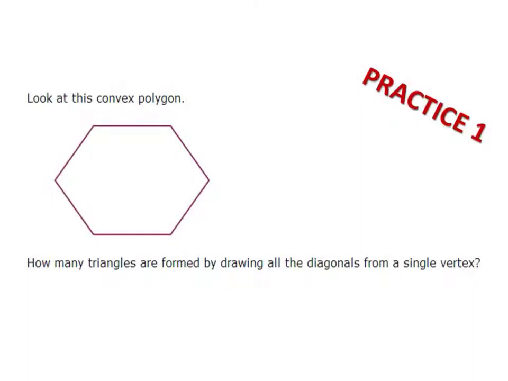So here is your first practice problem. Here is a convex polygon. How many triangles are formed by drawing all the diagonals from a single vertex?